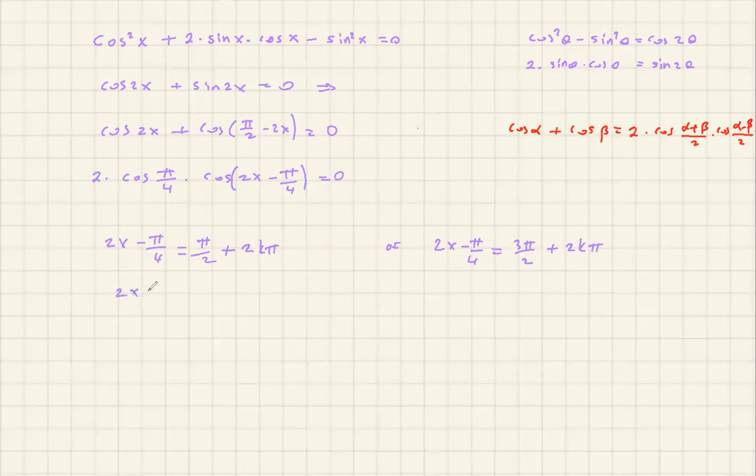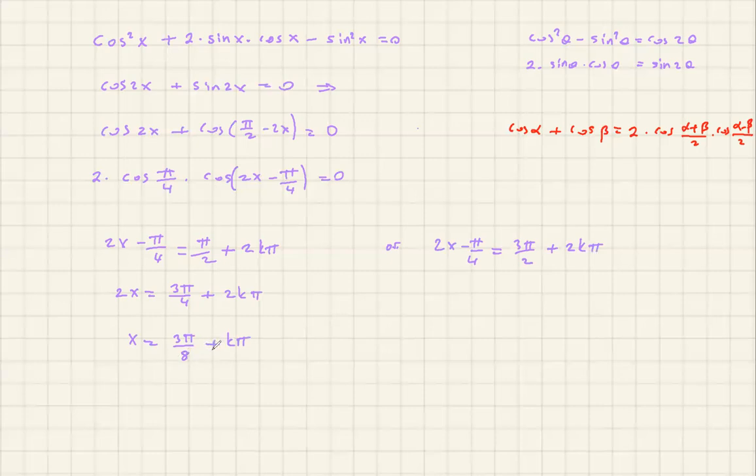So that should give us 2x equals, if we add pi over 4 to this, this is 2 pi over 4. If you add another pi, you will get 3 pi over 4 plus 2k pi. And divide by 2, so x would be 3 pi over 8 plus k pi. Okay, so that is something.